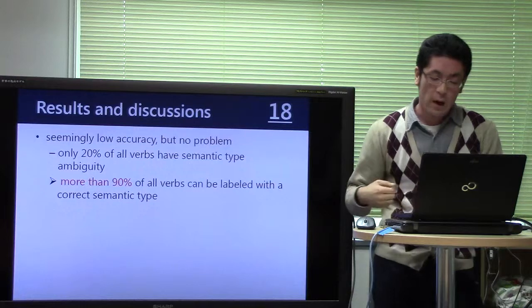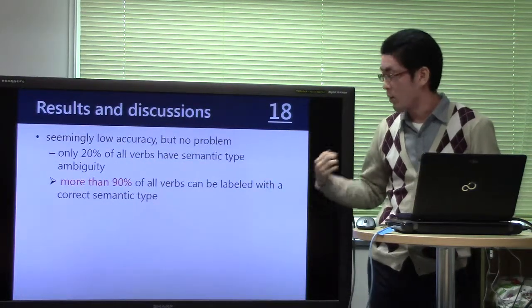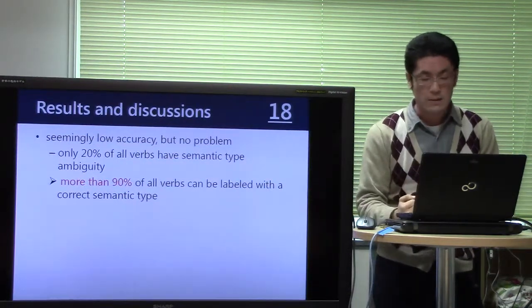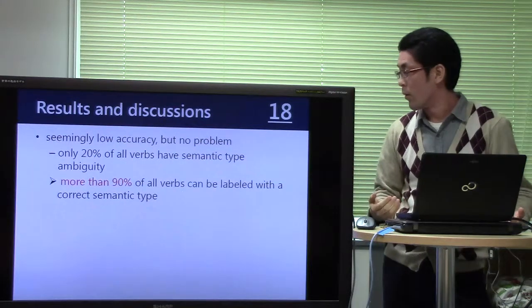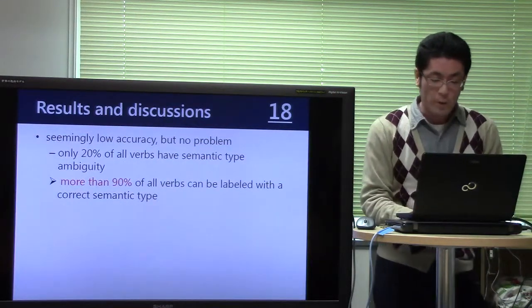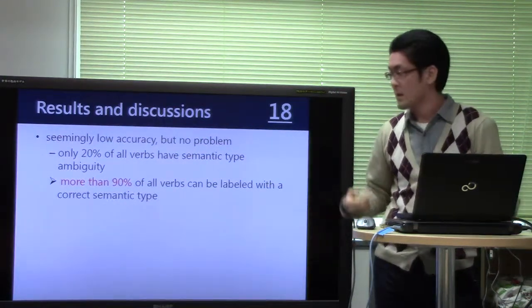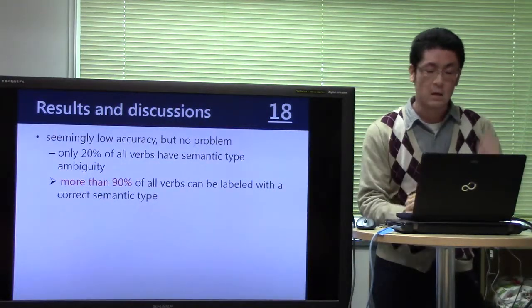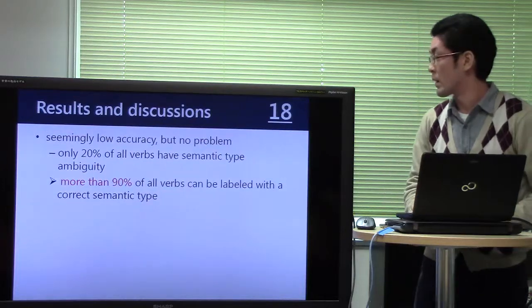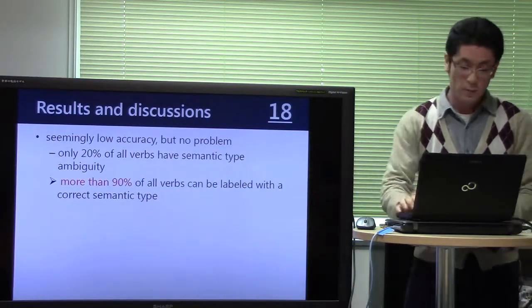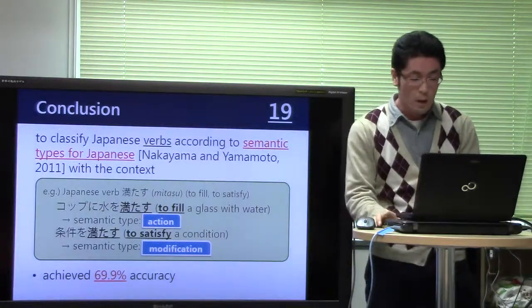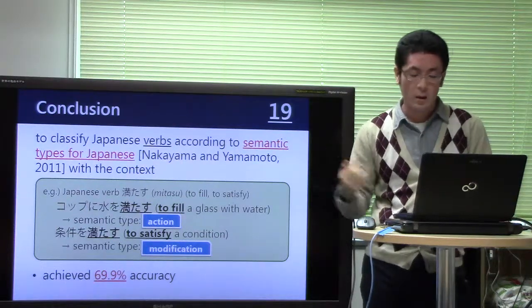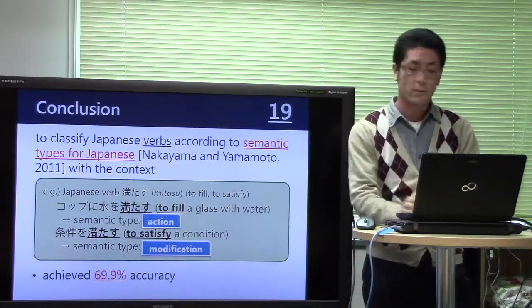Although the achieved accuracy is seemingly low, we believe there is no problem for application because 80% of verbs have single types. Then we roughly estimate that 90% of all verbs can be labeled with the correct semantic type. The disambiguator will be available at our website.